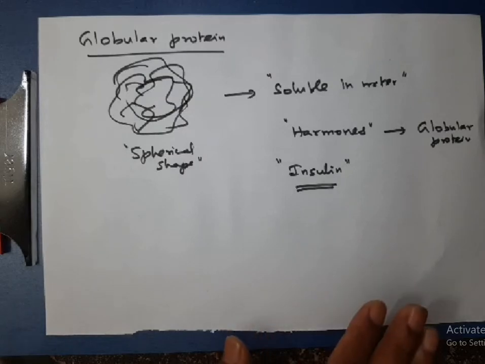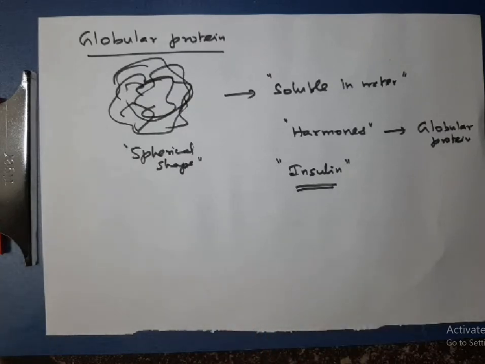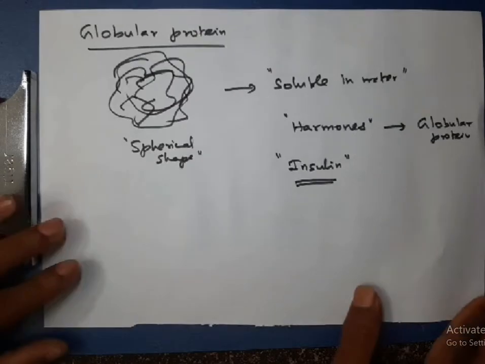Now we are going to see the structure of protein. Why do we need to learn about the structure of protein? The reason is, each and every protein has a specific function. The function of a protein is decided by its three-dimensional structure. If there is any change in the three-dimensional structure, then the protein will lose its function. So that's very, very important. Therefore, it is important to learn about the structure of proteins.